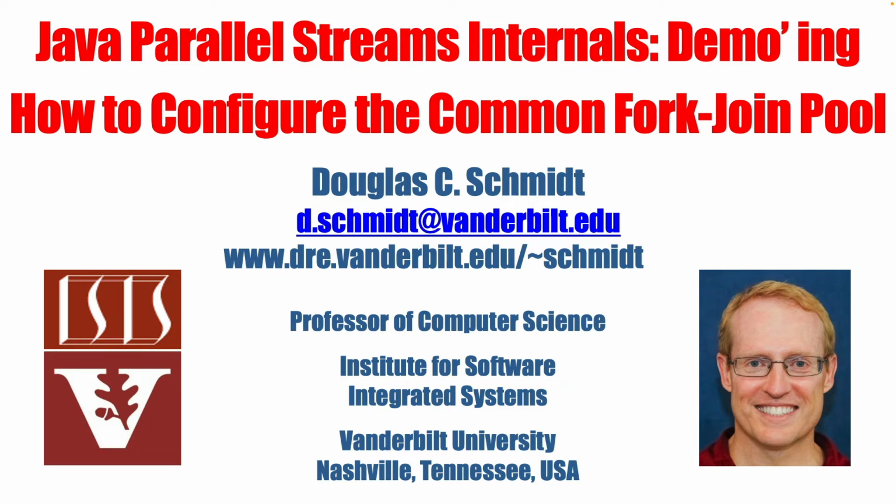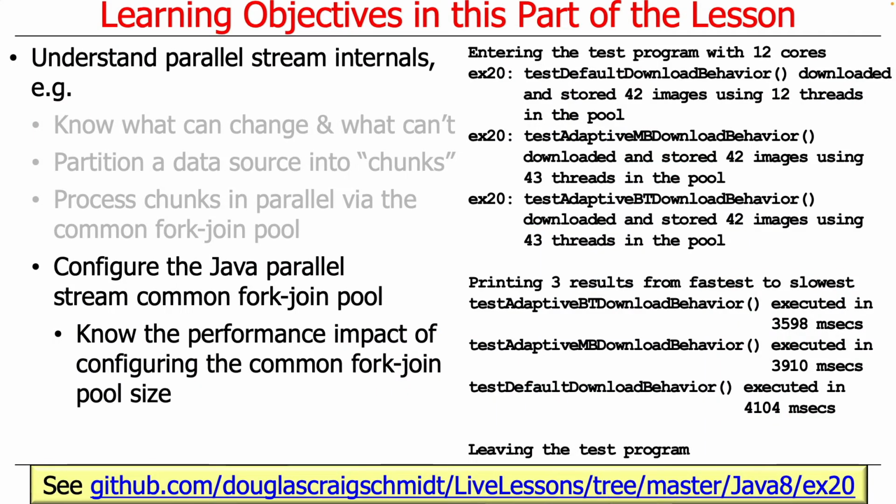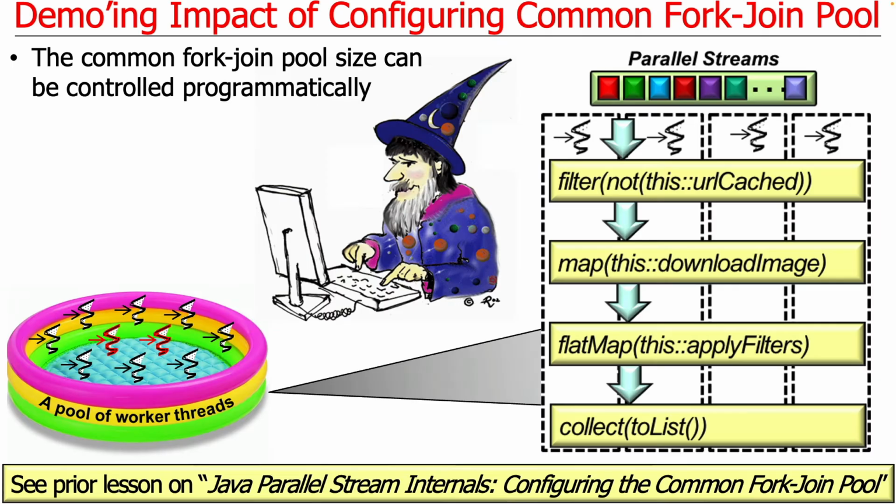So now that we've talked about the common fork join pool and ways you can configure it, let's demonstrate how you can configure it, and you'll get a chance to see the benefits of configuring it. This particular example is available in my GitHub repository in the EX20 project, and it will illustrate how using some of the configuration techniques for the common fork join pool can help improve its performance.